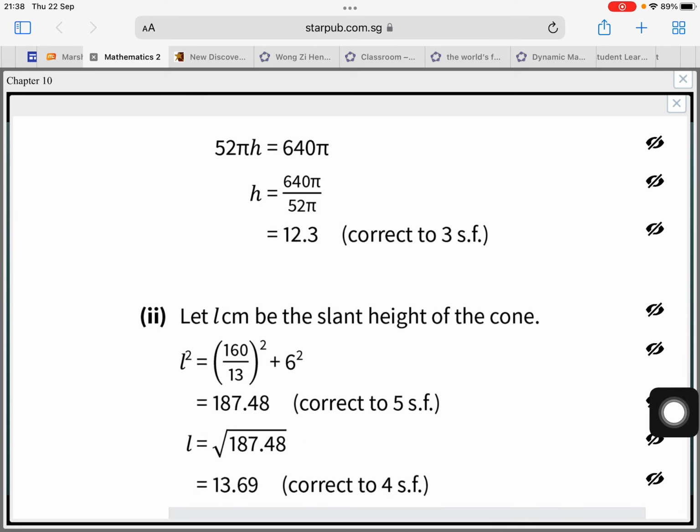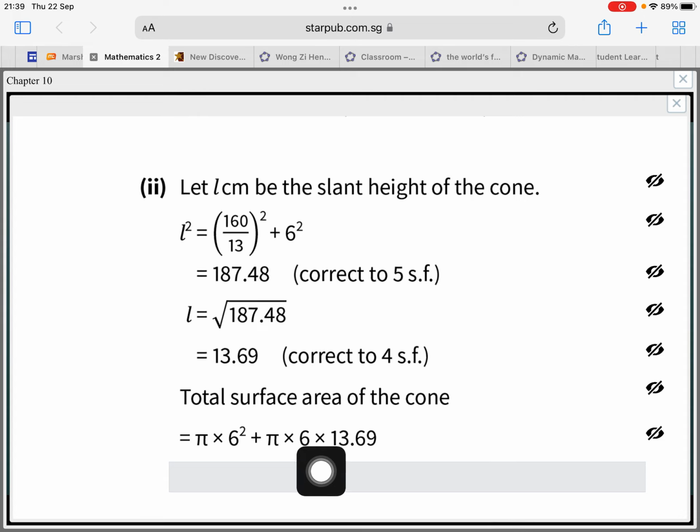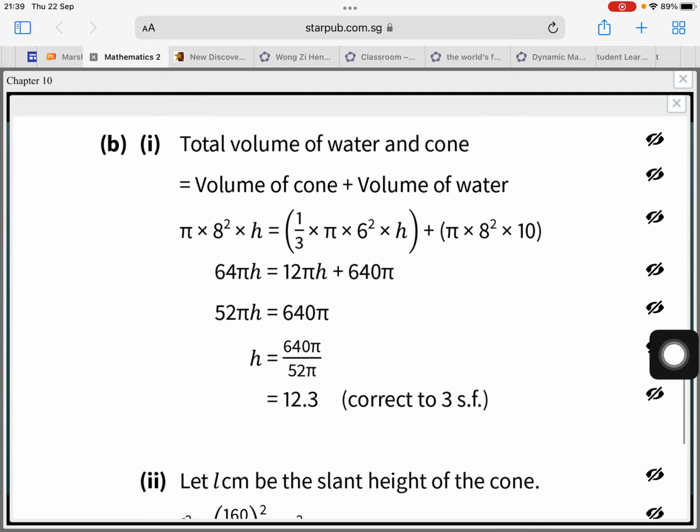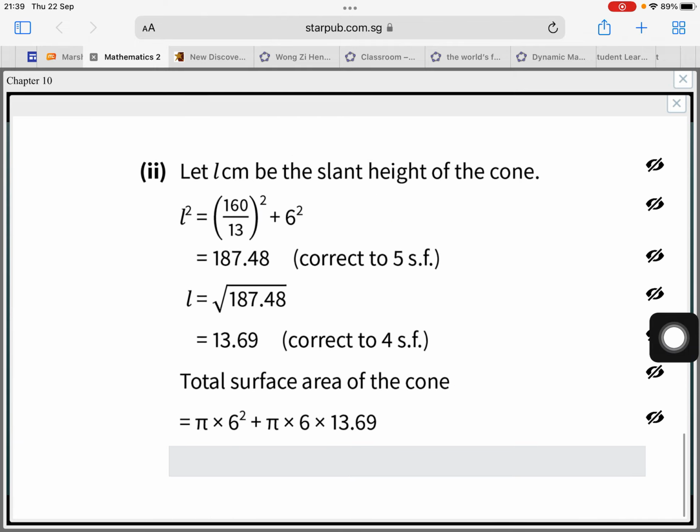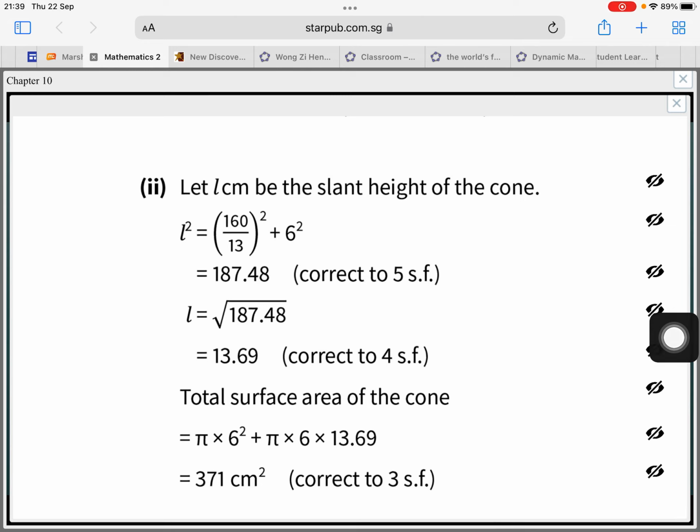Once you have the slant height, you are ready to find this curved surface area using your pi RL. So your pi RL will be pi, R is 6, L is 13.69 possible. Key in square root of 187.48, you get a more exact value. And then of course you still have your base at pi r squared, so pi 6 squared. Add them together, key into a calculator, you should get about 371 cm squared.